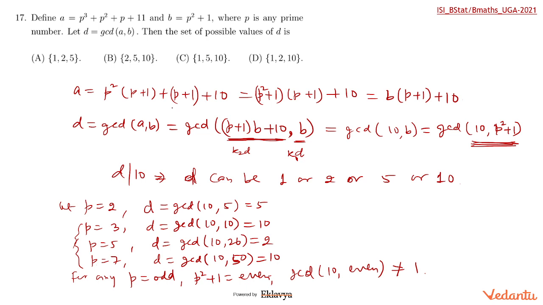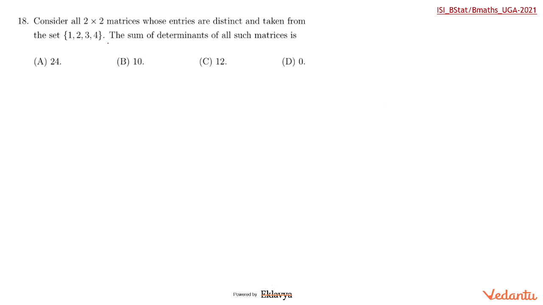So answer must be 2, 5, 10, which is given in option number B. Question 17 answer is B. I hope you got this. So this is the entire discussion of the last question.